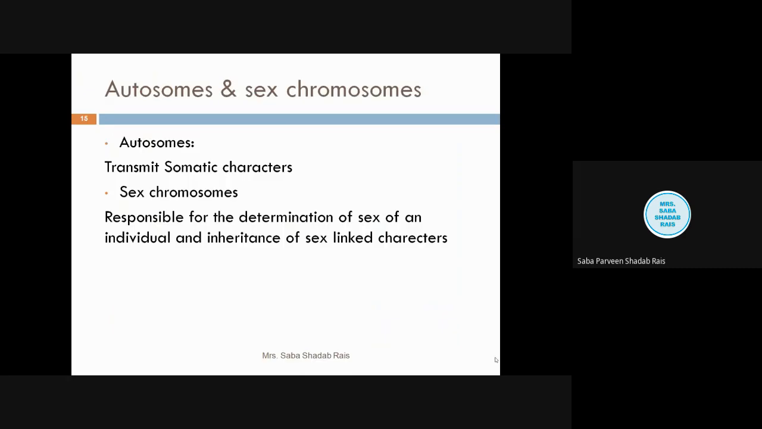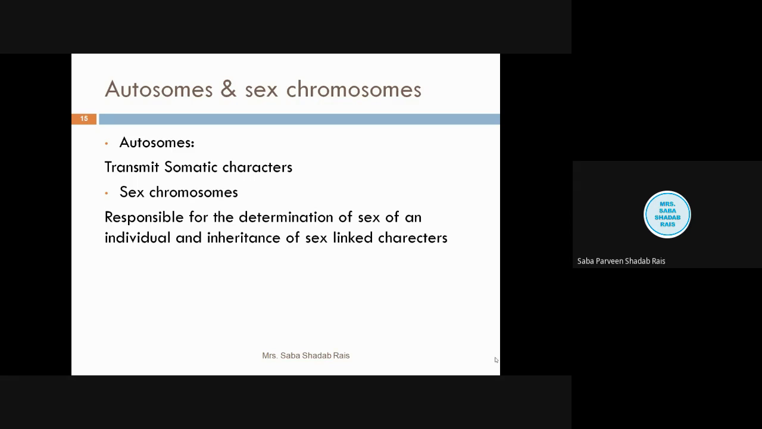Now, on the basis of character, the chromosomes are classified as autosomes and sex chromosomes, or you can say heterosomes. This is the classification of the chromosomes on the basis of their character. Autosomes transmit the somatic characters only. They carry the genes of height, body structure, length of appendages, color of skin, shape of eye, ear, nose, color of eye. All such things are present on the autosomes.